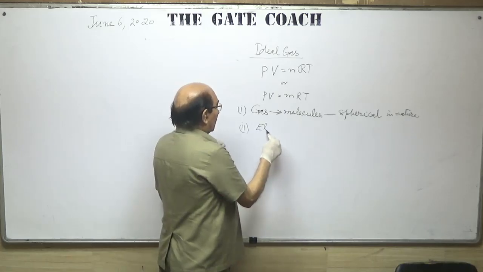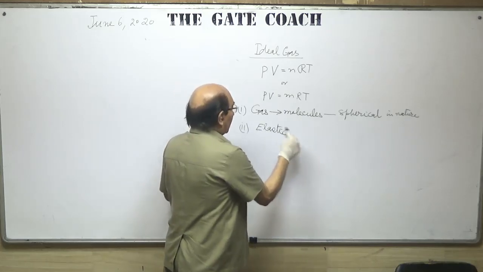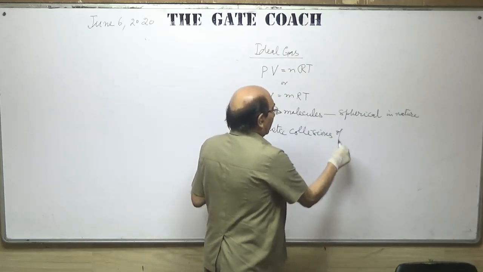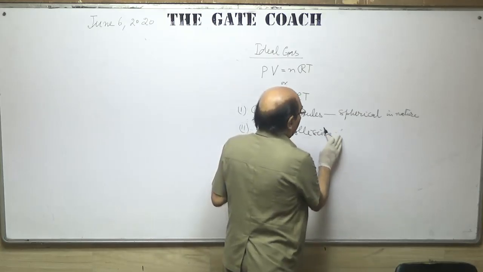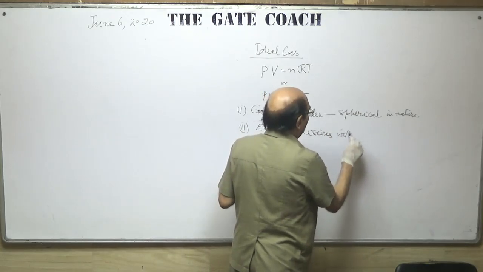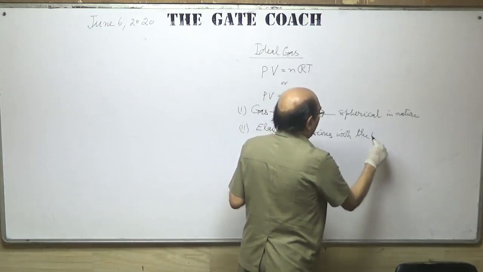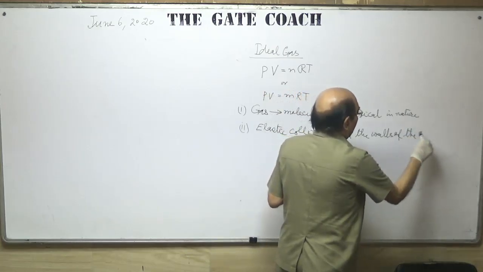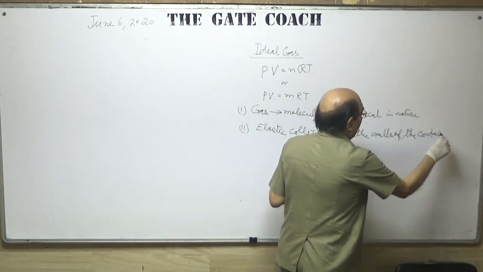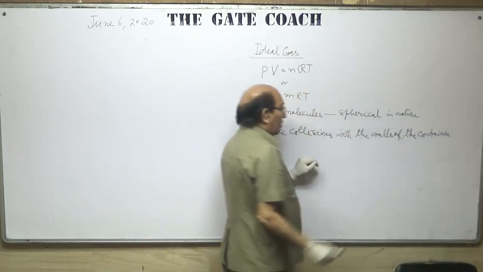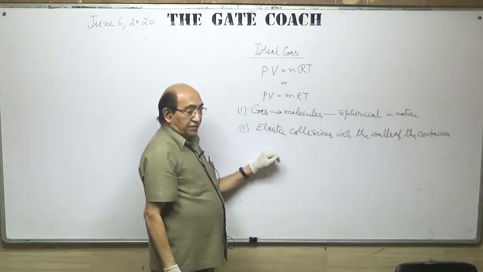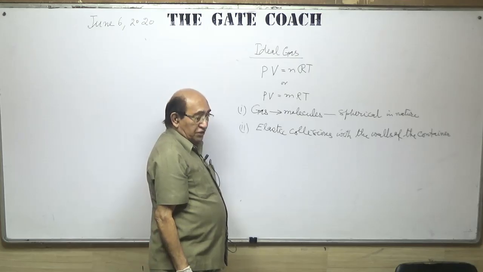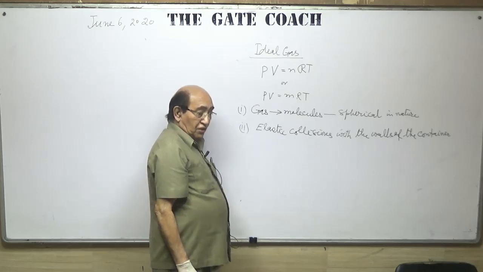They are having elastic collisions with the walls of the container. Elastic collision will mean it is frictionless. There is no loss of energy. The velocity with which it strikes, with the same velocity it gets rebounded.